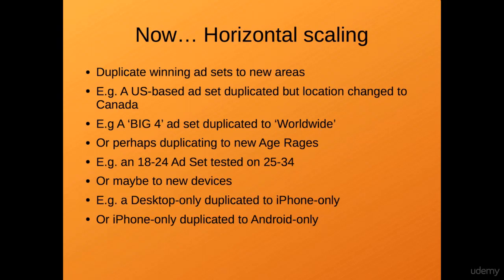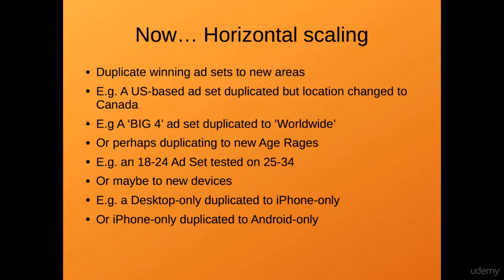You have a profitable ad set hitting the 18 to 24 age range. So you duplicate it, and in this new duplicate, in the ad set settings, you change the age range to 25 to 34 and test this new age range. Obviously you do keep the original running because it's profitable.